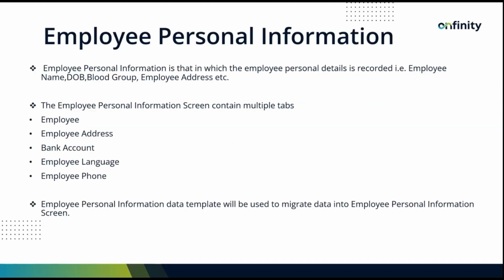Then we have the employee personal information slide. Employee personal information is that in which the employee's personal details are recorded. For example, employee name, date of birth, blood group, and employee address. The employee personal information screen contains multiple tabs. They are employee, employee address, bank account, employee language, and employee phone. The employee personal information data template will be used to migrate data into the employee personal information screen.